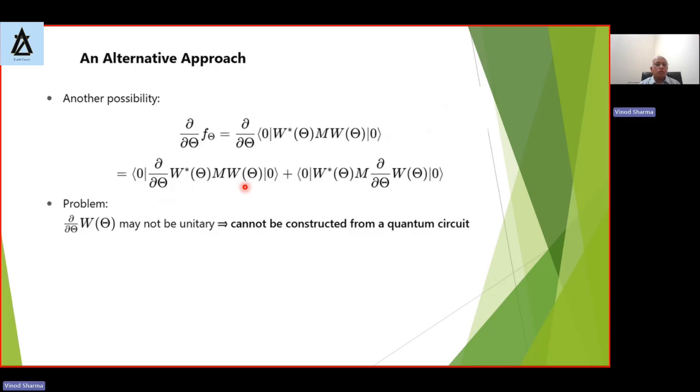However, the issue now is that even though the W theta we started with is a unitary operator, as it has to be for a quantum circuit, its gradient may not be unitary. If that happens, then we will not be able to use this, because this will not be unitary and this will not be unitary, and we will not be able to construct them via quantum circuits.